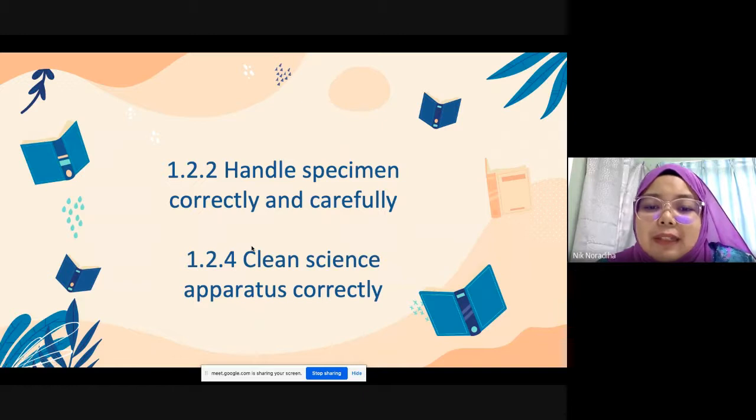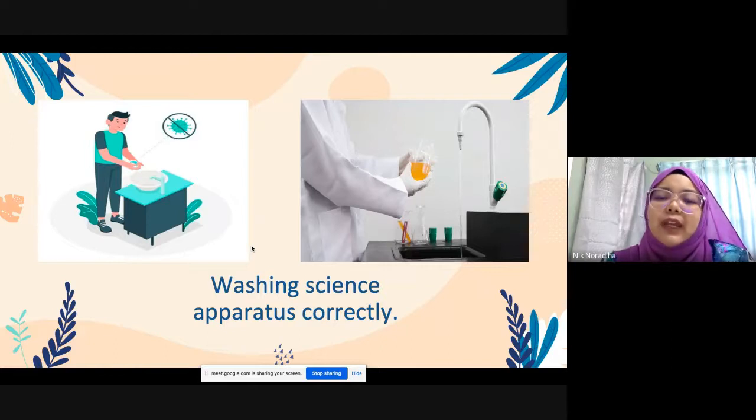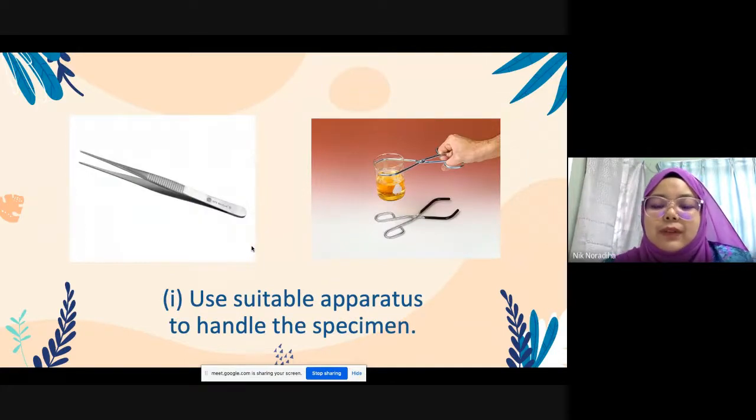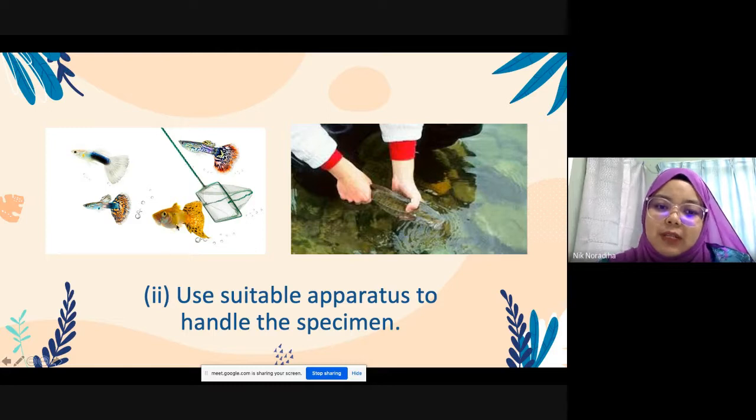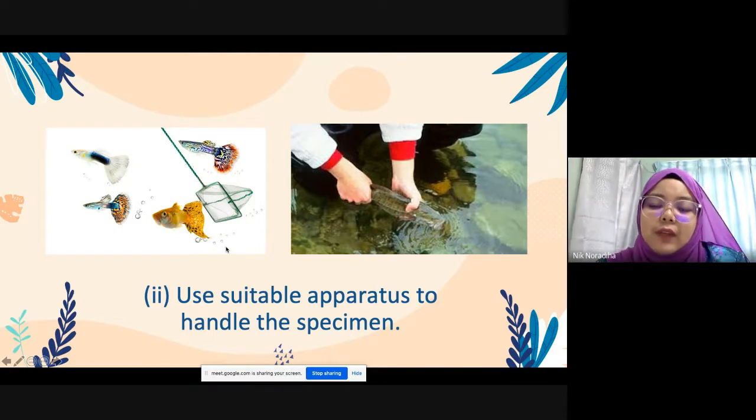Okay, how to handle specimens correctly and carefully, and also after you are done with your experiment, you have to clean the science apparatus. You cannot expect someone else to clean it for you. You have to do it yourself. You have to use suitable apparatus to handle the specimen as well. You cannot simply use your hand. Look at the pictures here. The first picture, we need to use the fish net. So the first picture is the correct way to handle the specimen.